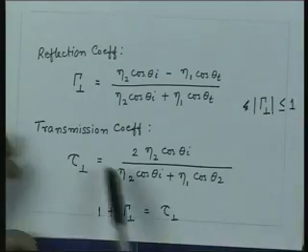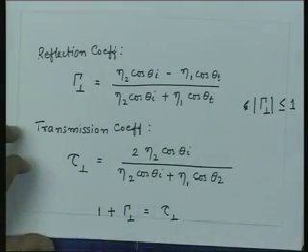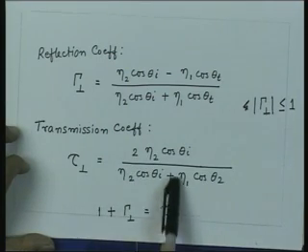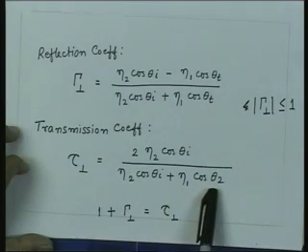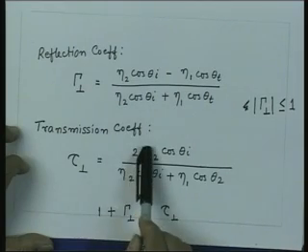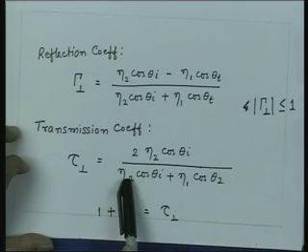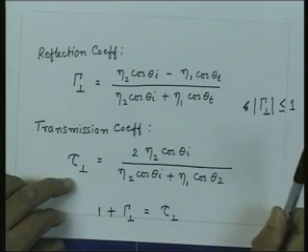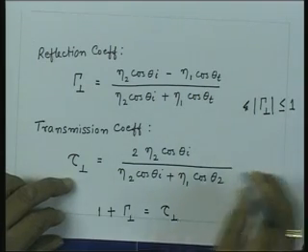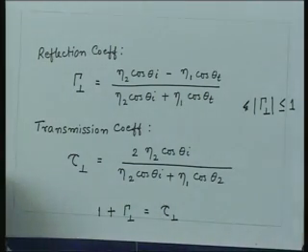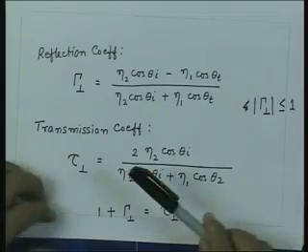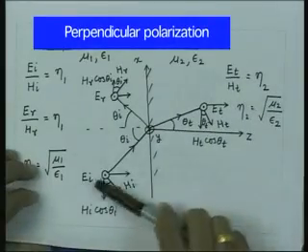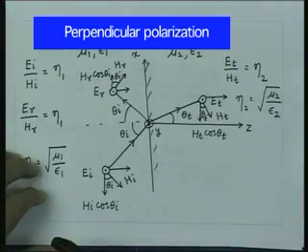What is the meaning then of the transmission coefficient being greater than 1? There may be a situation when this quantity eta 2 cos theta I is greater than eta 1 cos theta 2, and at that time the amplitude of this would be greater than 1. That means the electric field in medium 2 would be larger compared to the incident electric field. Does that then mean that the Poynting vector for the transmitted wave is greater than the Poynting vector of the incident wave? The answer is no.